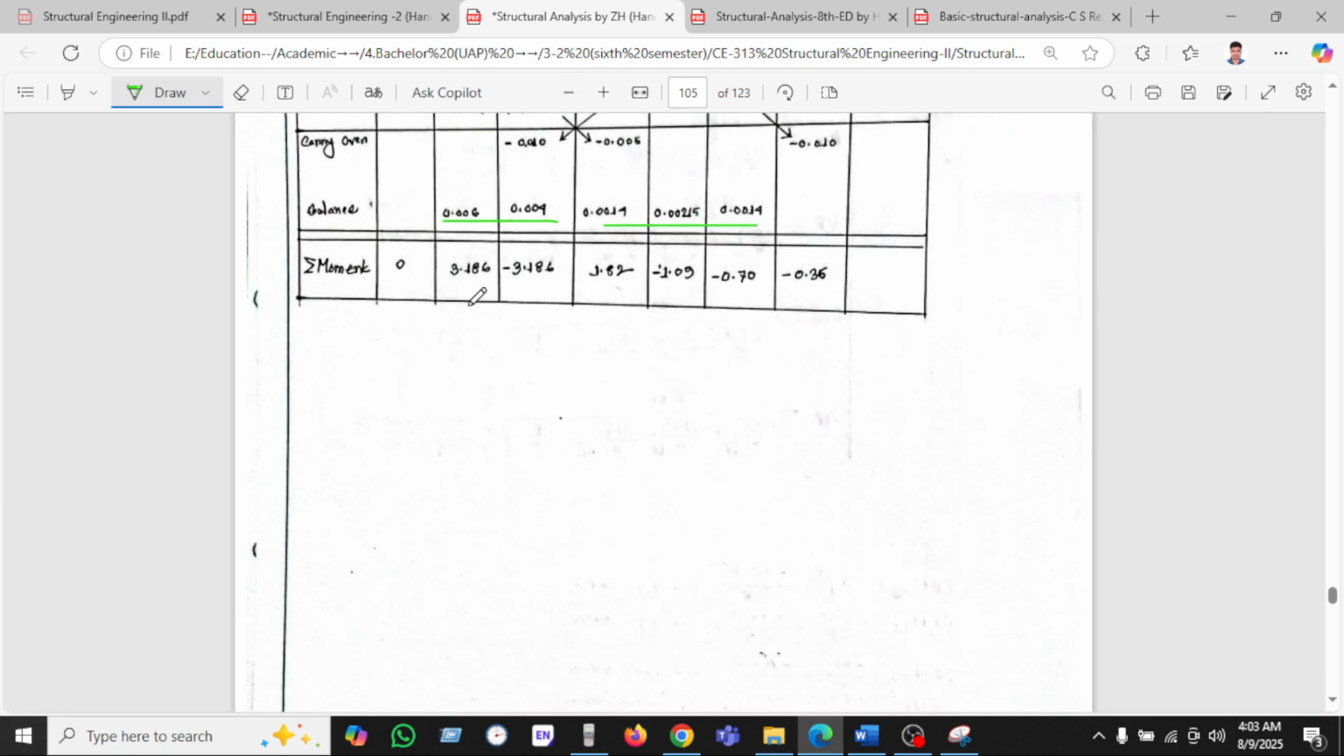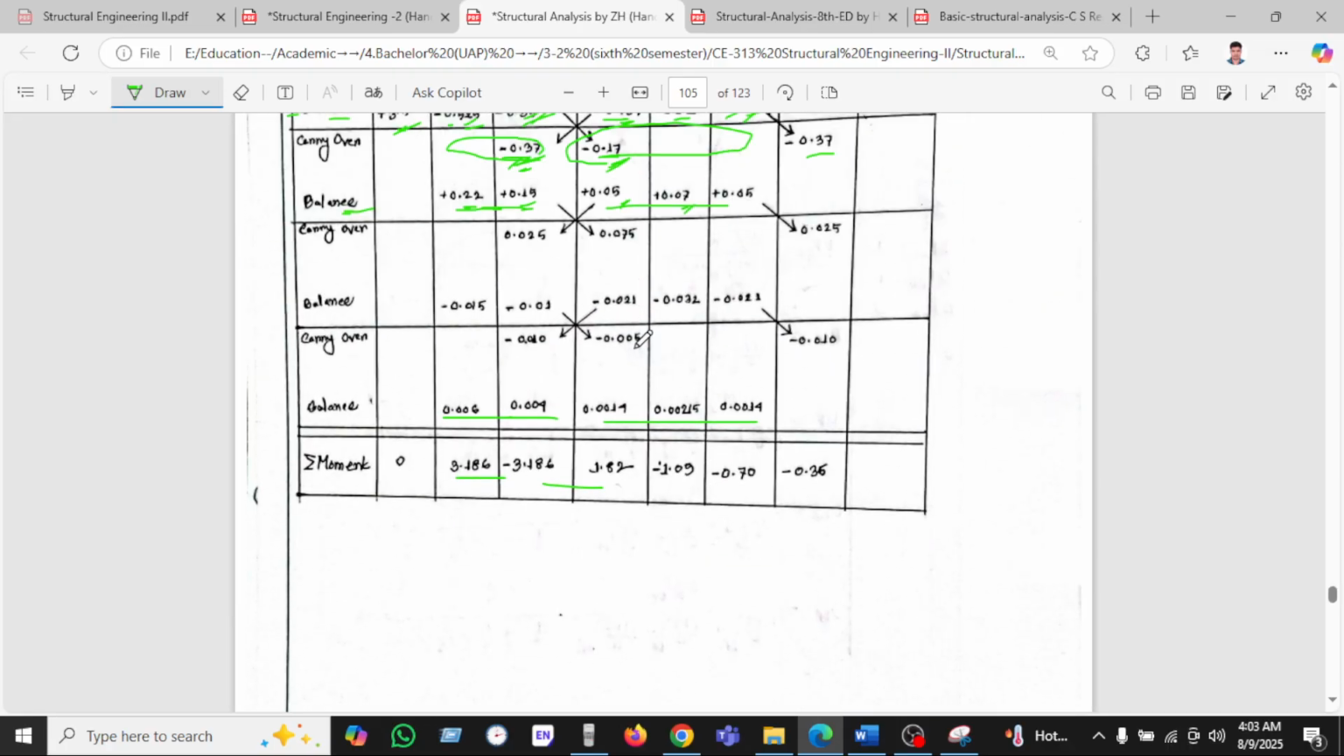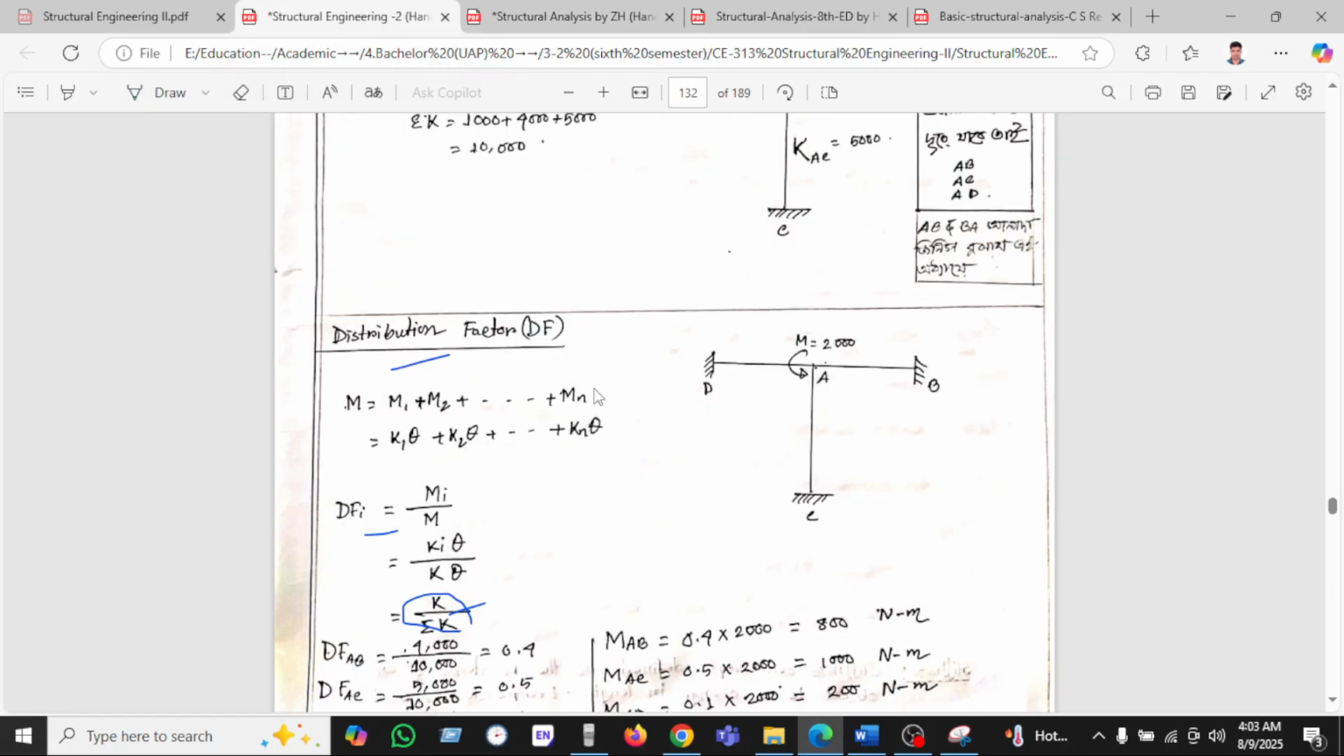We have found the moments here. After getting the moments, we can draw the shear force and bending moment diagram also. So let's see.